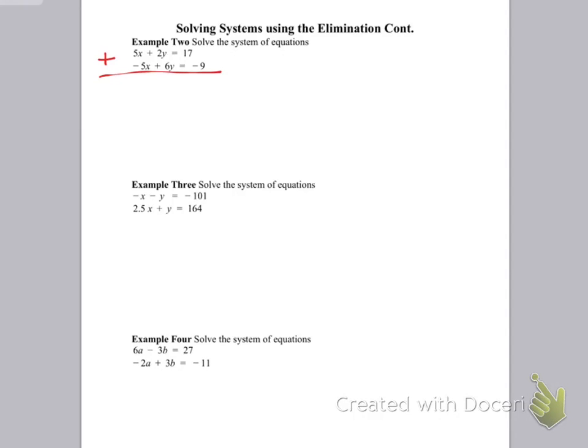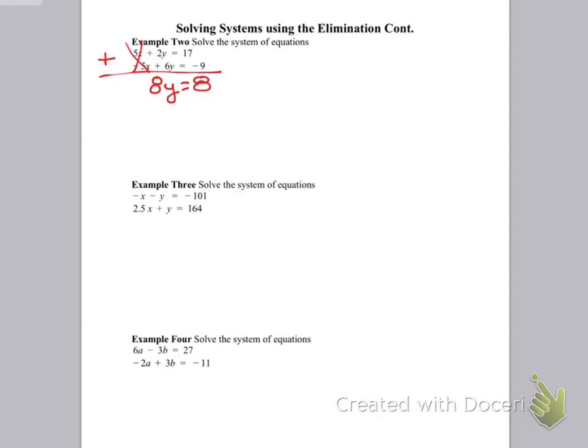And hopefully you guys are starting to notice which variable is going to cancel out. So if we look at our x's, we've got 5x plus negative 5x. Well, adios, those are gone. So now we add down our y's. 2 plus 6 gives me 8y. Add down my numbers. 17 plus negative 9, or 17 minus 9, gives me 8.